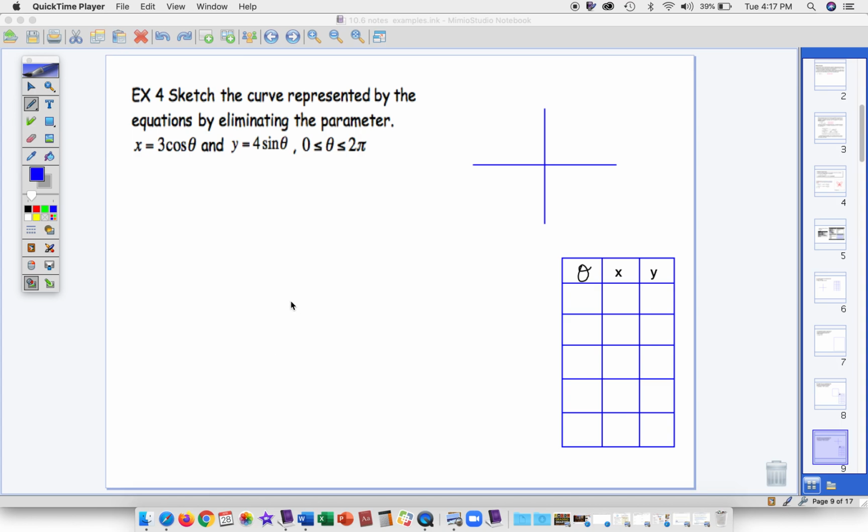We're going to finish the notes for 10.6 today, and we're going to start off with example 4. So we're asked to sketch a curve represented by these equations by eliminating the parameter. So just like the last example, we want to first solve for cosine theta and sine theta. Okay, so I'm going to divide by the 3. In this equation, I'm going to divide by the 4.